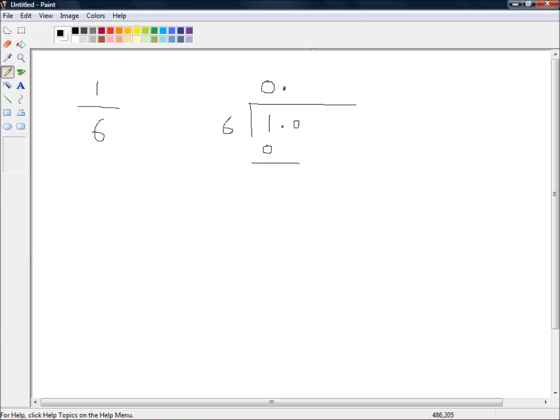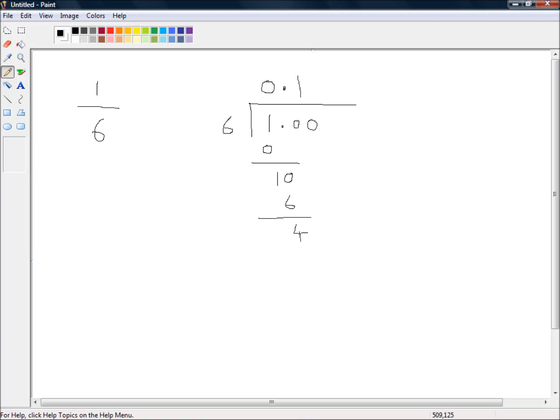And then we can take away. So 0 from 1 is 1. We can bring down the 0. So how many times will 6 go into 10? Well, that's once. So 1 times 6 is 6. And we take that away, and that leaves 4.